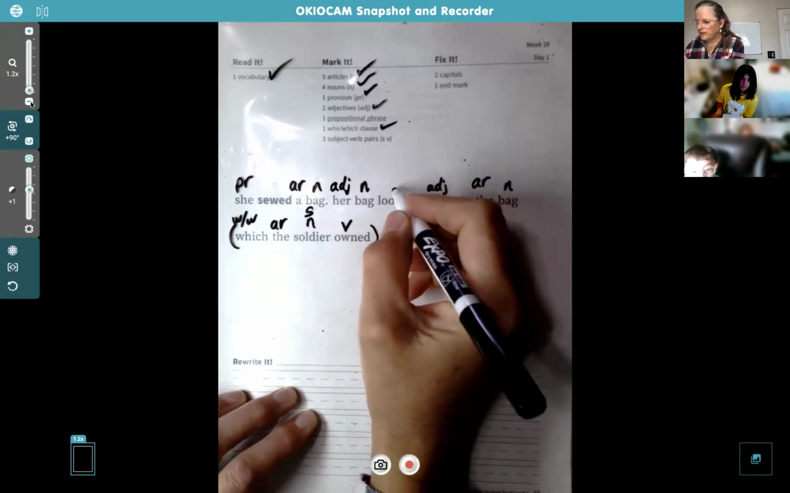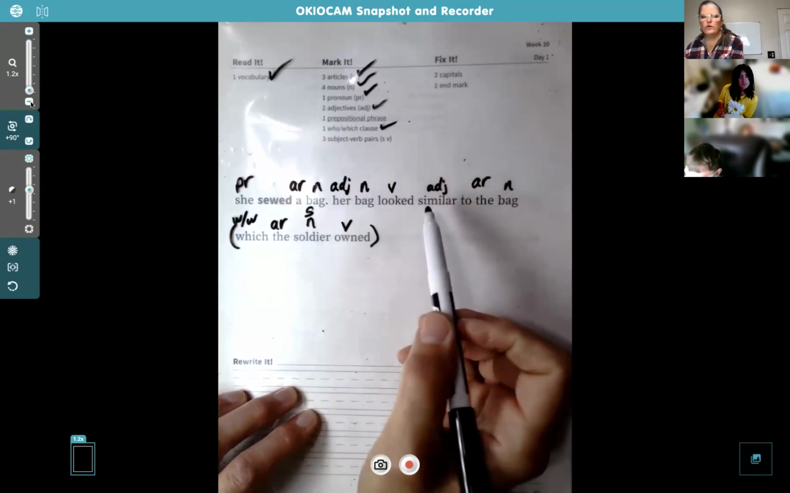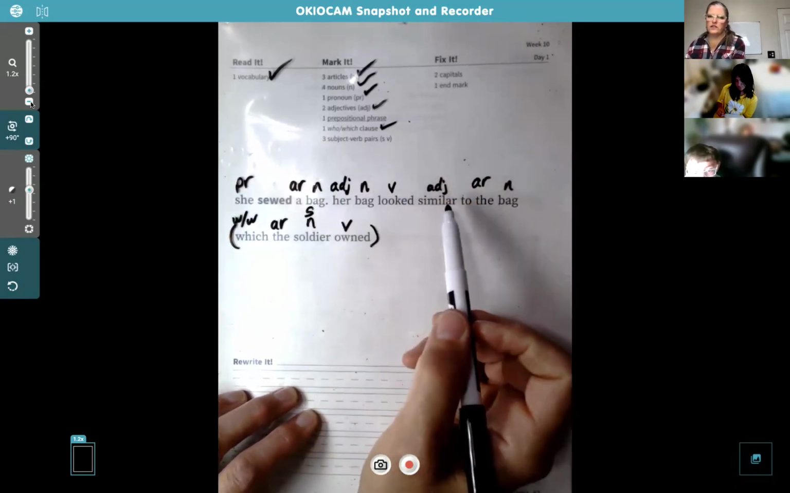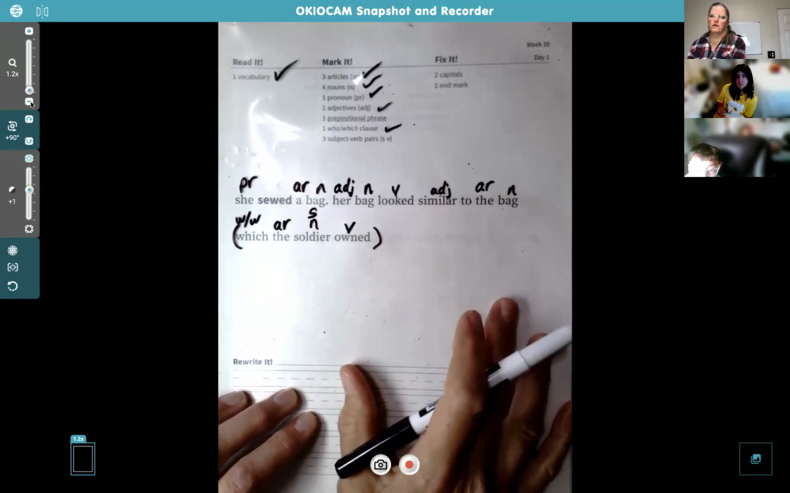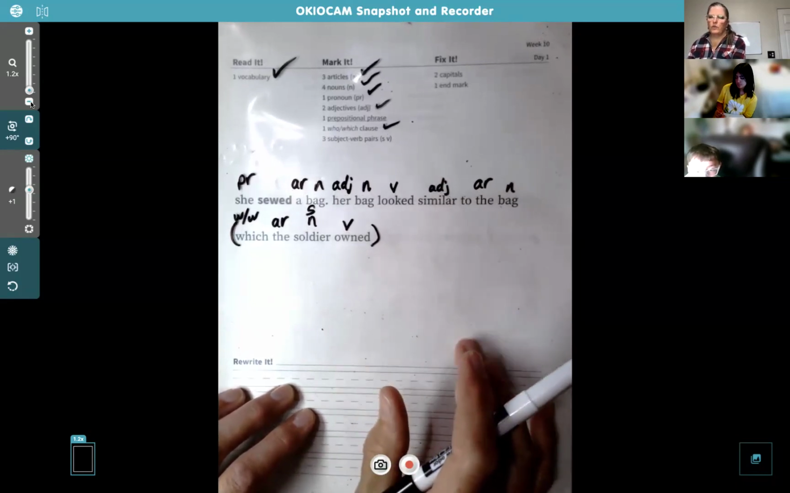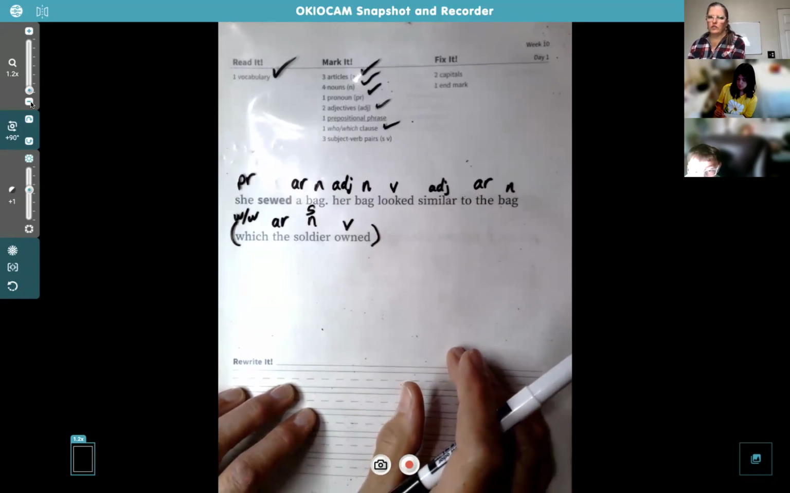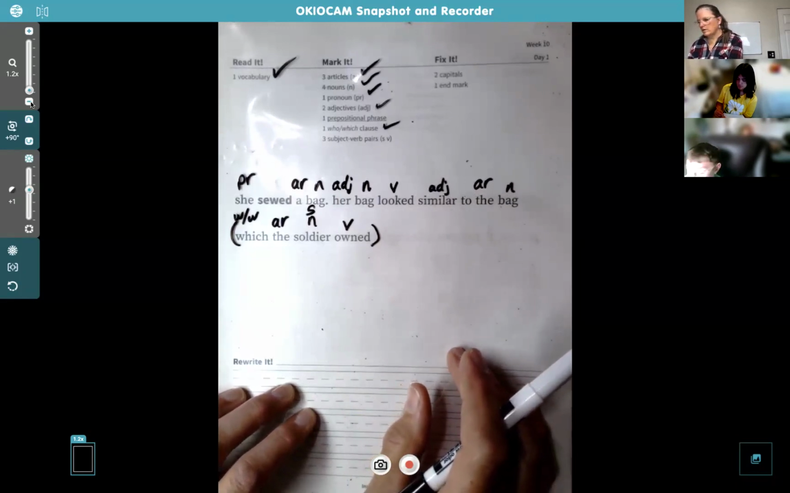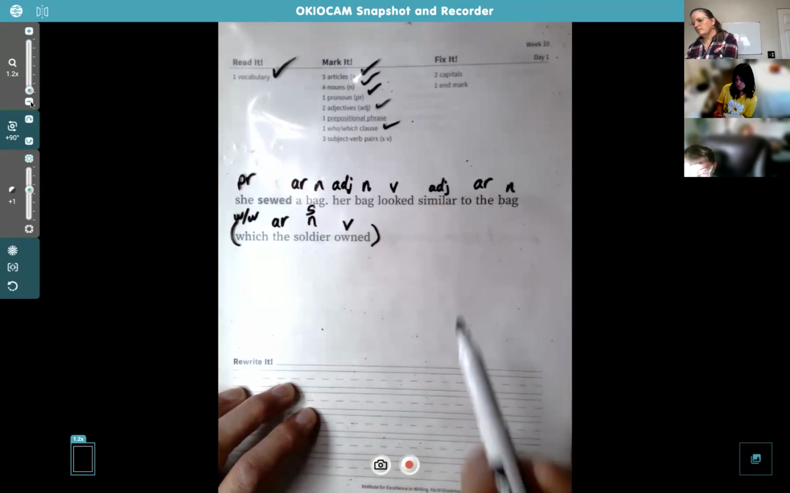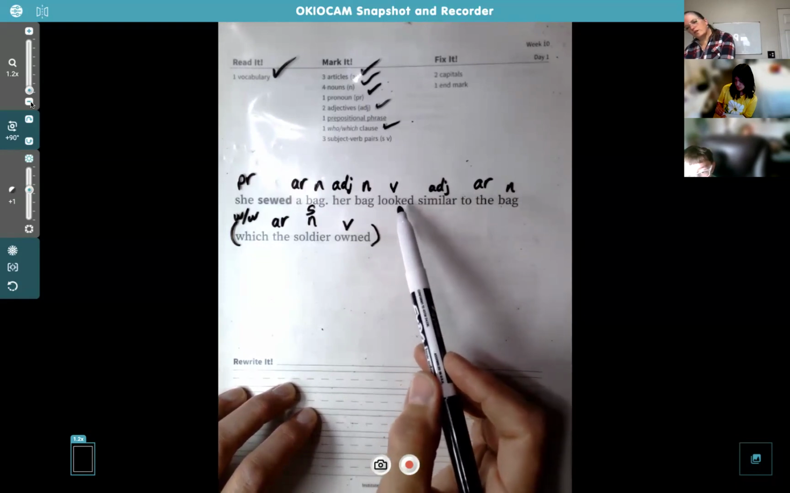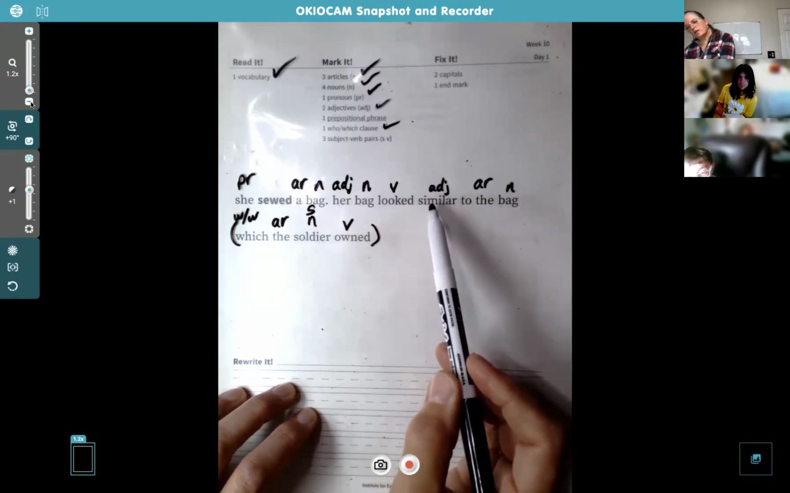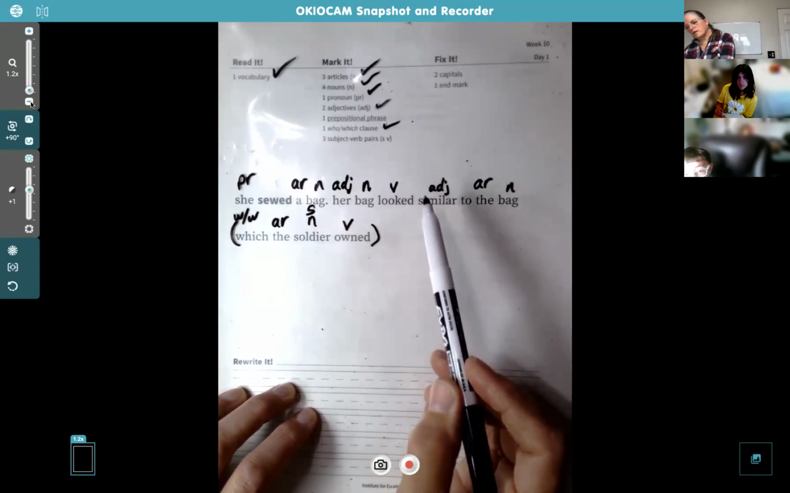Looked is one. So who or what looked similar to the bag? Not who, but what this time. What looked similar to the bag which the soldier owned? To find the subject for looked, what was it that looked similar? The bag. There you go.